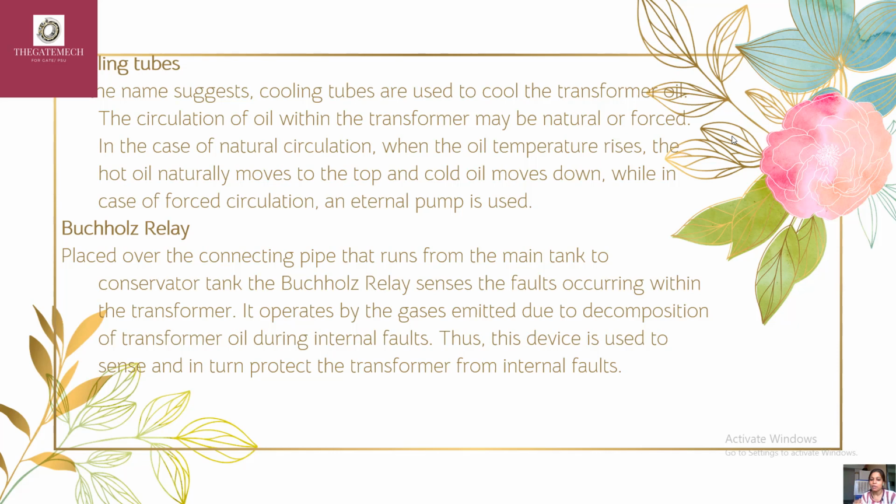The relay is placed over the connecting pipe. The relay senses the faults occurring within the transformer. It operates by the transformer oil during an internal fault. Thus, this device is used to sense and in turn protect the transformer from internal faults.